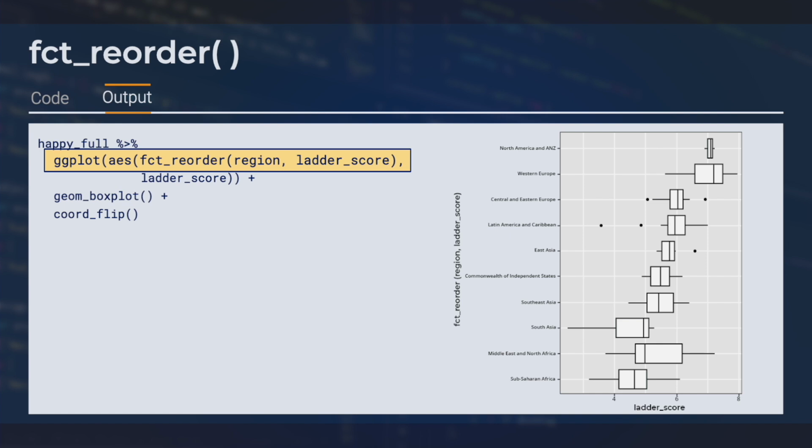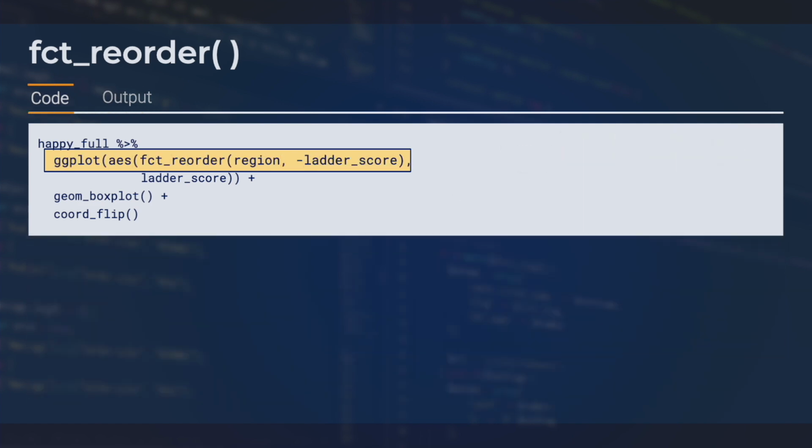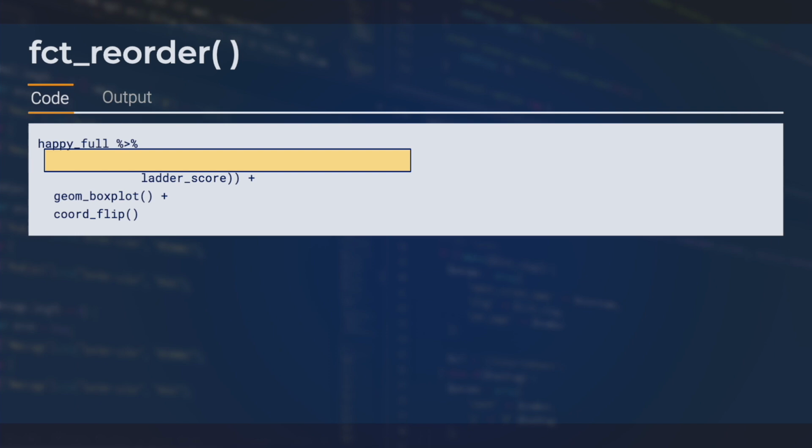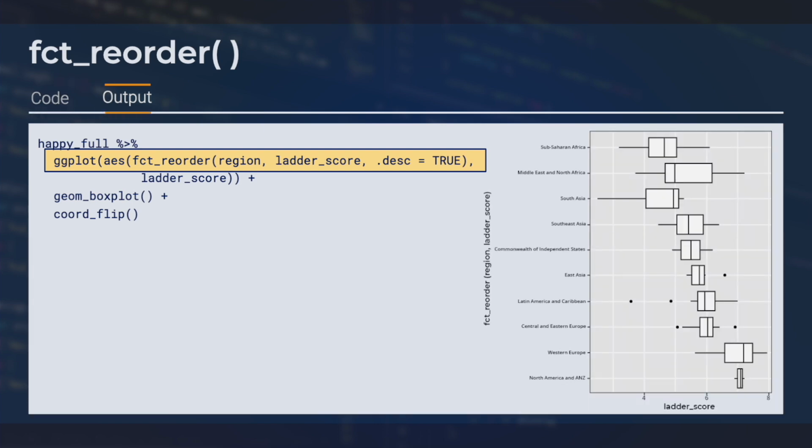If you want to go in the other direction, meaning in descending order, then all you have to do is place a minus sign before the second variable within fct_reorder, which is ladder score in our example. And we now have the box plots arranged in descending order of median ladder score as we move up the plot. Another way to achieve the same outcome is to set the .desc parameter of fct_reorder to equal TRUE. And we confirm that we get the same plot as before.